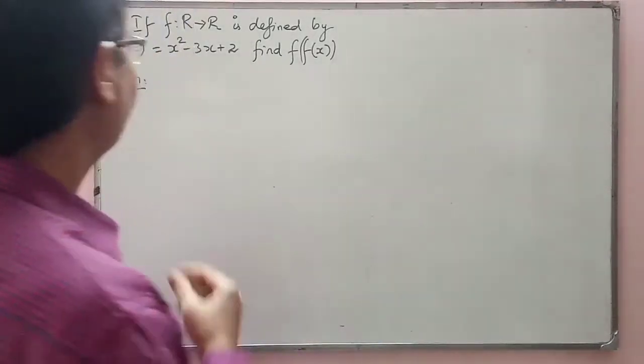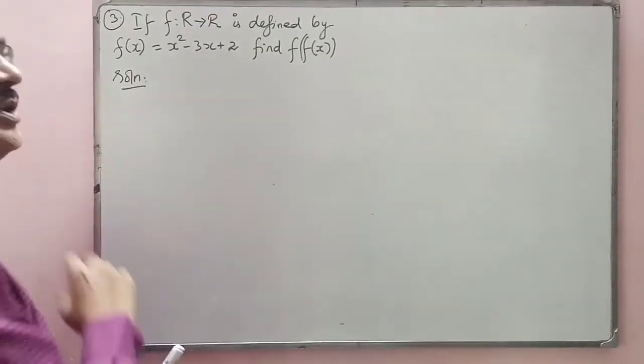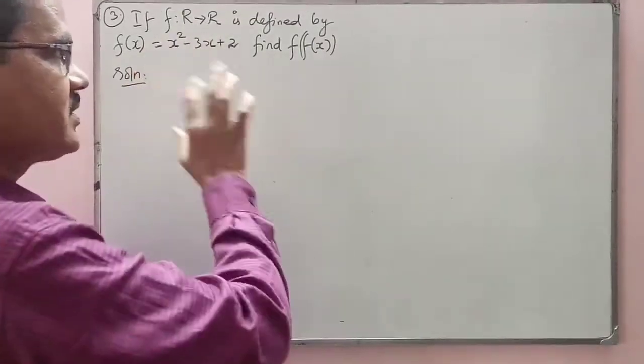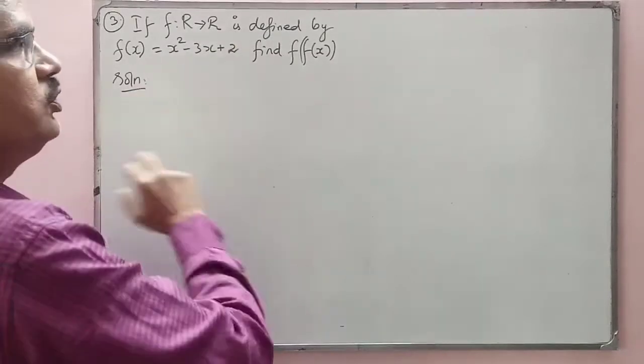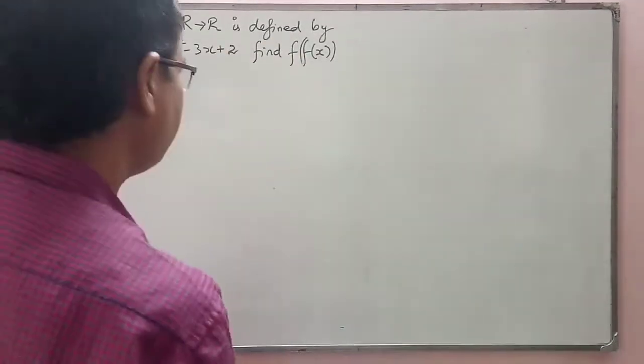We are discussing miscellaneous exercise of chapter 1 relations and functions, question number 3. The question says: if f from R to R, real numbers to real numbers, is a function defined by f of x equal to x squared minus 3x plus 2, you need to find f of f of x. It's going to be a very easy question, children.